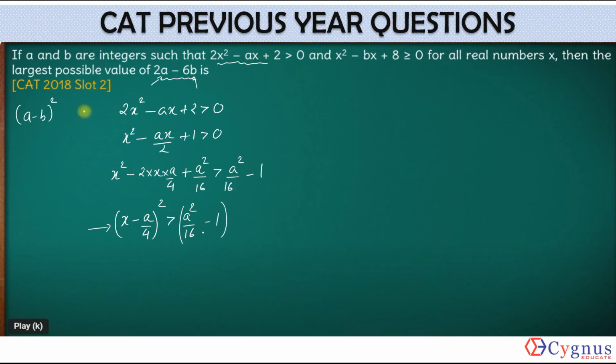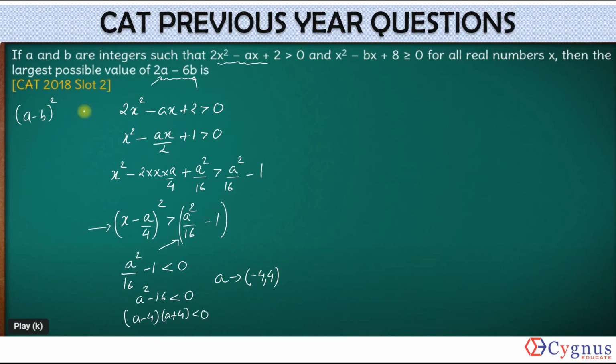Now this inequality will always hold true if this part is always negative. If I say a²/16 - 1 is negative, then this perfect square will always be greater than that negative number. So let's write it like this. a²/16 - 1 should be less than 0. Yes or no? So effectively, what do you get? a² - 16 is less than 0. So you get (a - 4)(a + 4) less than 0. So what's the range of a here? You can say that -4 till 4.